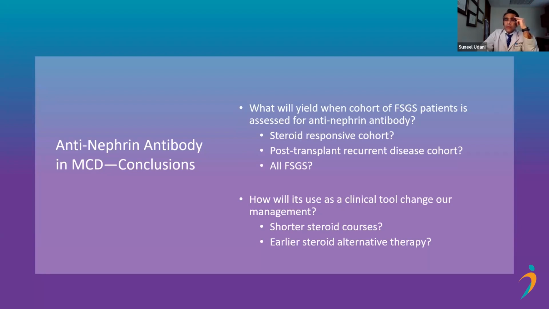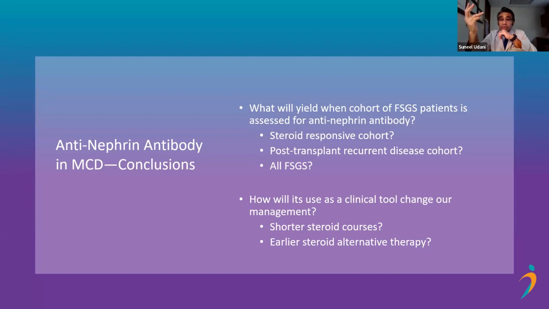The next thing that Dr. Wen is looking at is actually the cohort of FSGS patients in the Neptune study, and seeing whether any of them have anti-nephrin antibodies, and particularly whether the steroid-responsive cohort has that, or the individuals that have post-transplant recurrence.